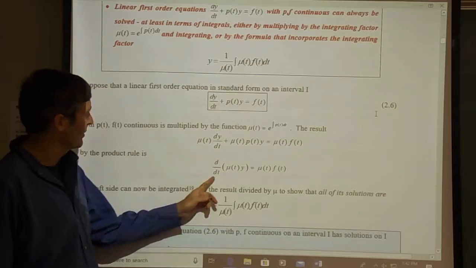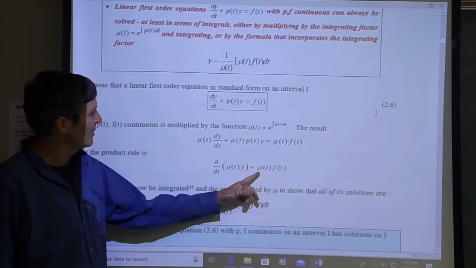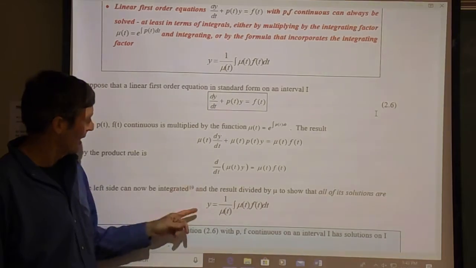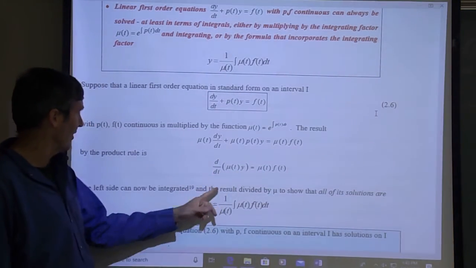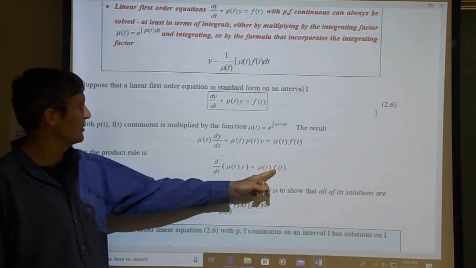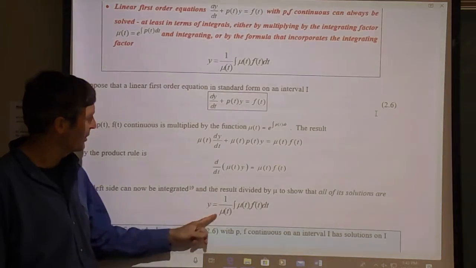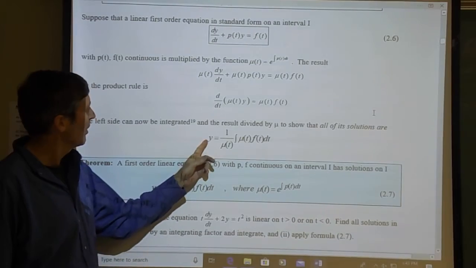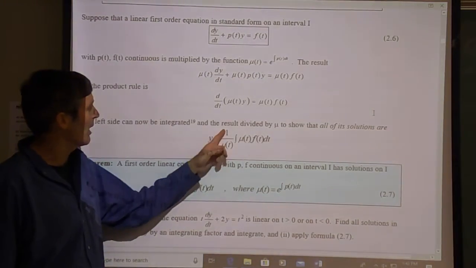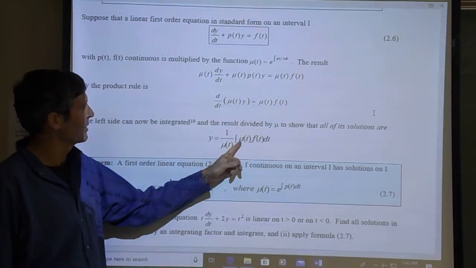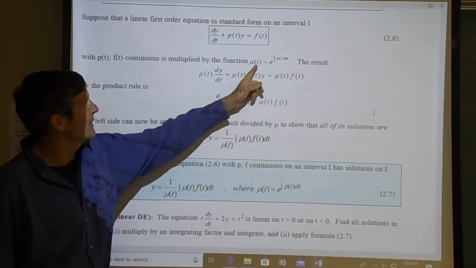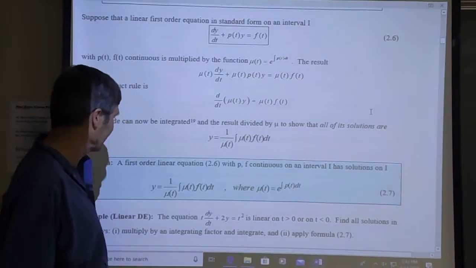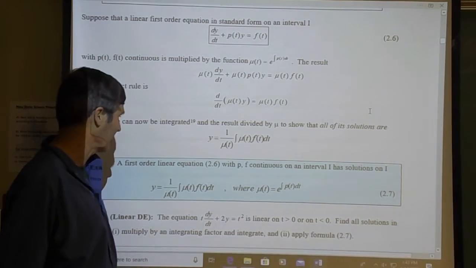And now I have the derivative of mu times y equals mu times f, so I integrate both sides and I get mu times y on the left equals the integral of mu times f on the right, and I divide by mu and I get this result. There's that fundamental formula I told you. The solution is always y equals 1 over mu times the integral of mu times f, where mu is e to the integral of p(t) dt. So that's the proof. I think it's worth seeing it. It's insightful on how you actually solve these things.